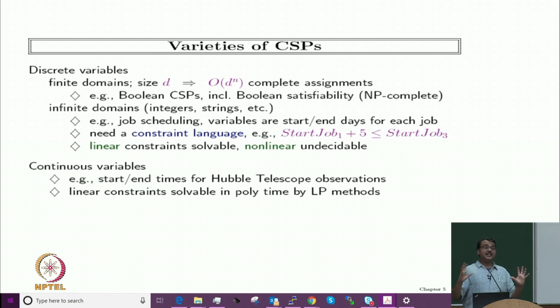Now, you can think about what is the complete set of assignments. Suppose I have a discrete CSP and I have n variables, and each variable has values which can be taken from a domain of size d. Then how many complete assignments do I have?